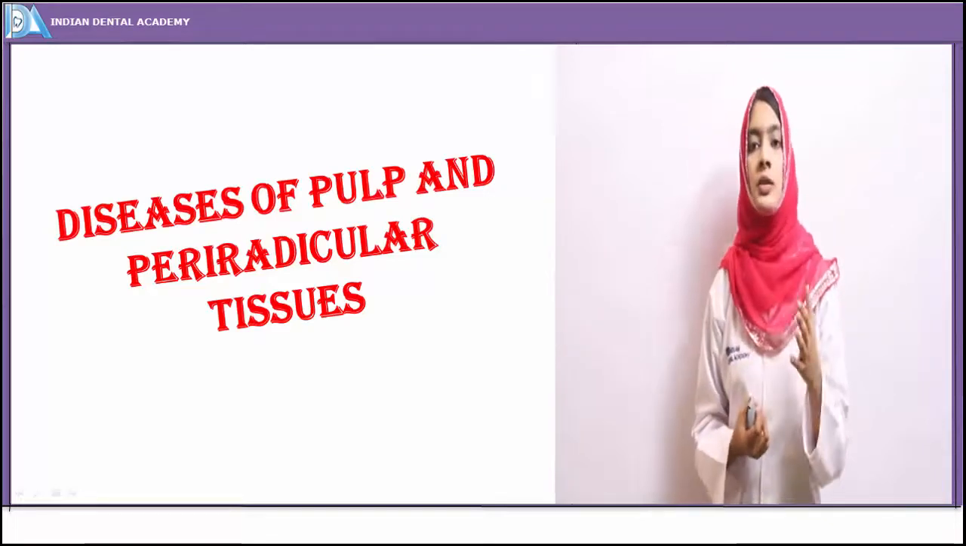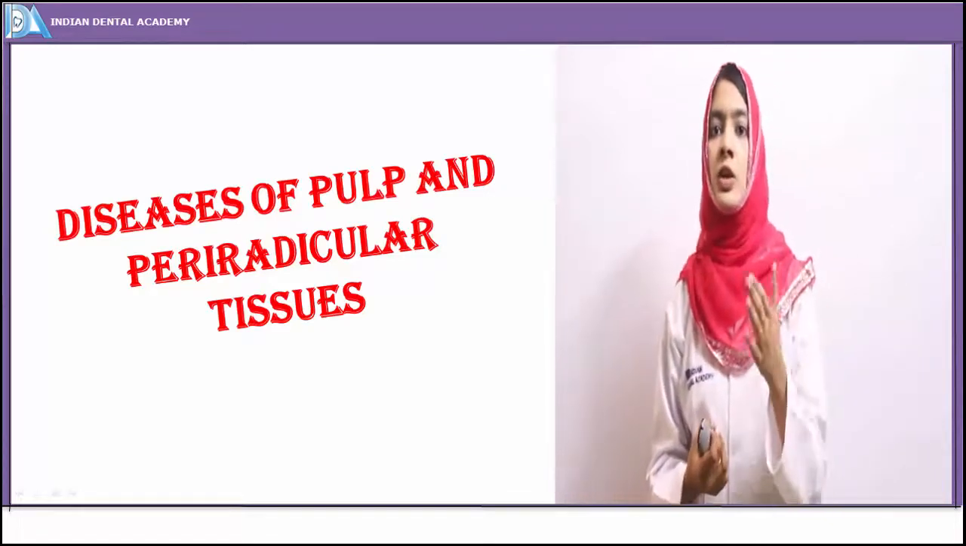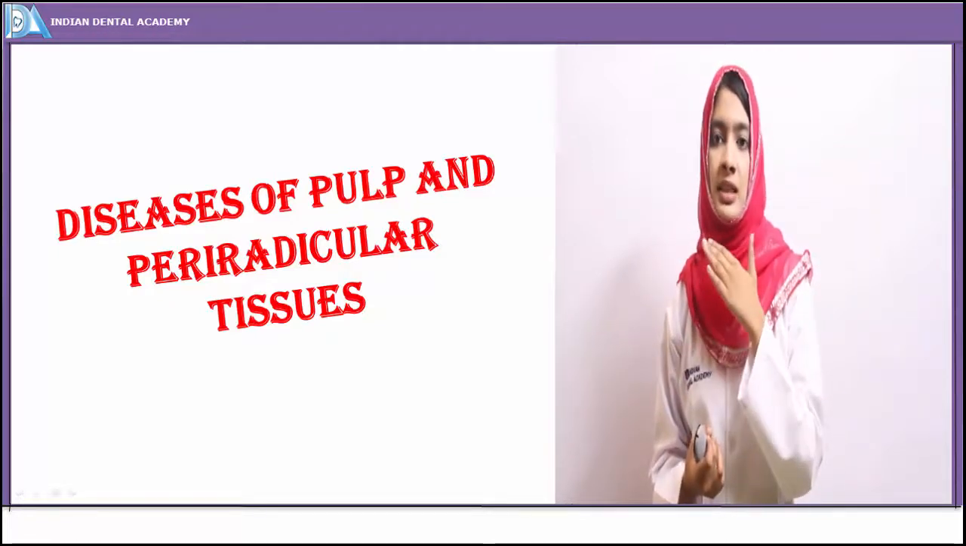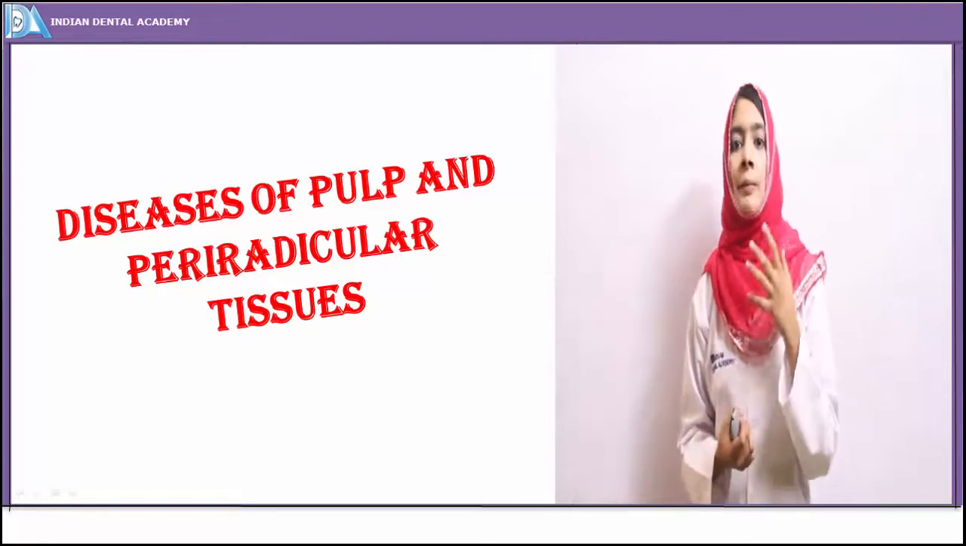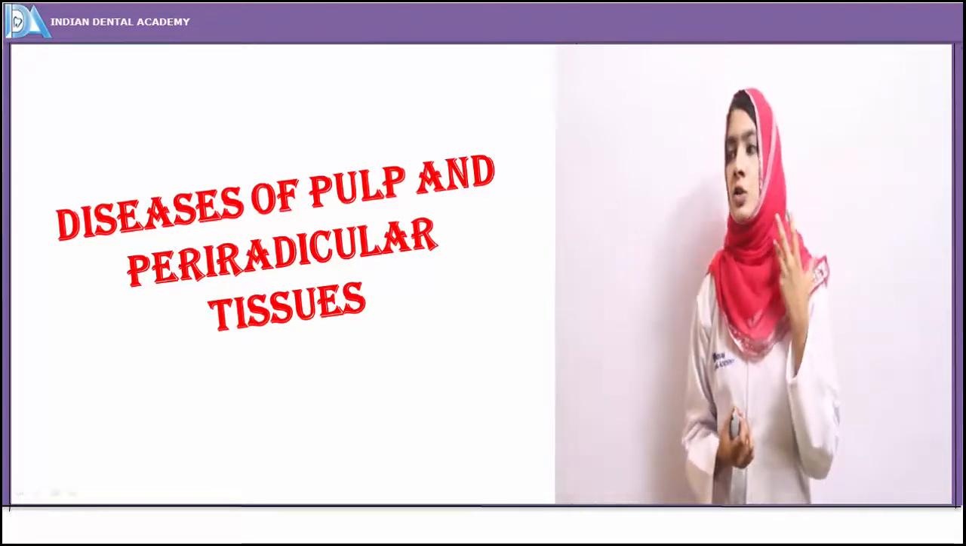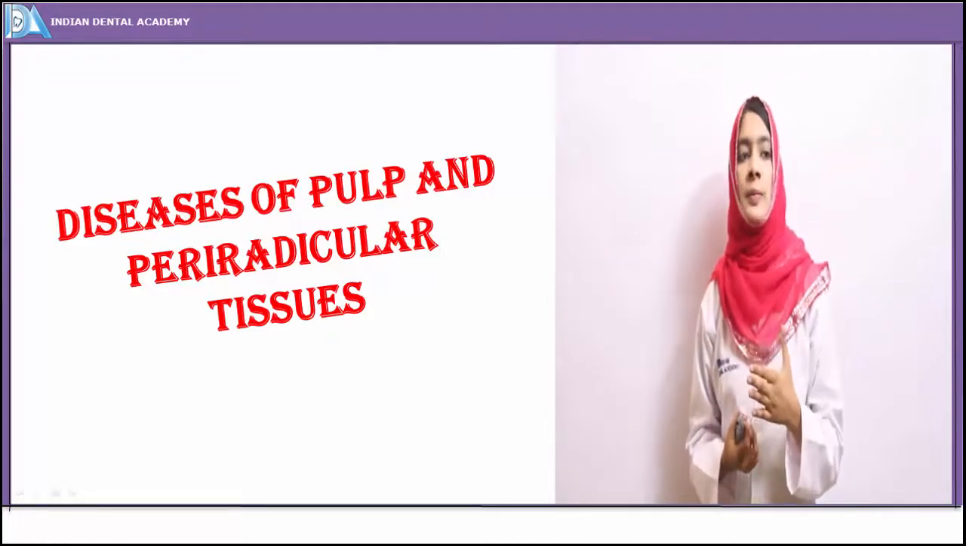The most common disease occurring as a sequelae of dental caries is the inflammation of pulp. That is nothing but pulpitis. Okay, pulpitis is the commonest cause of toothache. So there are different forms of pulpitis.